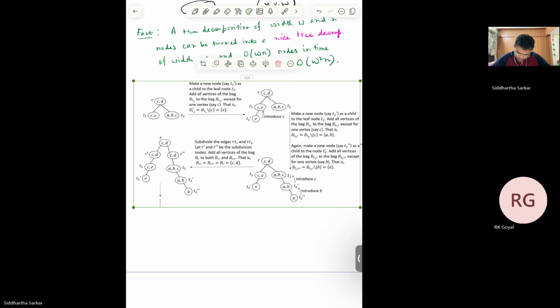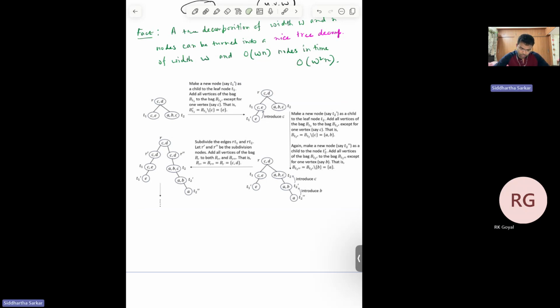Yes, yes. Okay. So the first step: there were three nodes. They realized that any leaf node should have exactly one vertex inside it. This leaf has two vertices, this leaf has three vertices. That is not allowed in order to be nice. So how shall we take care of the leaves? That is the first objective.